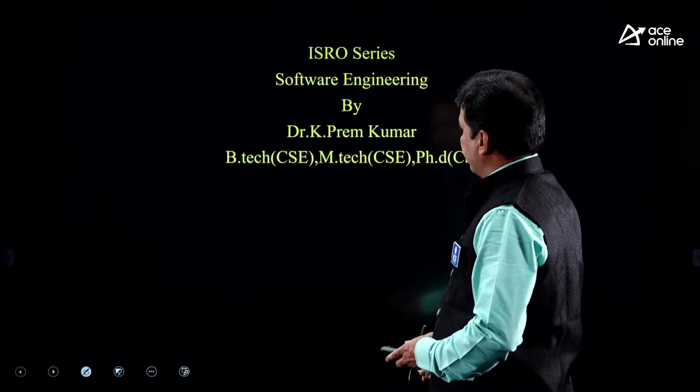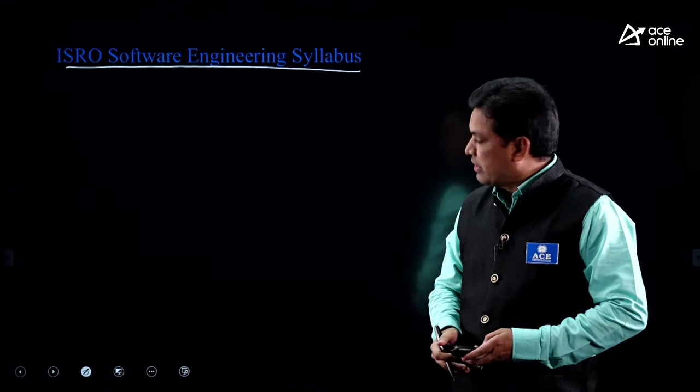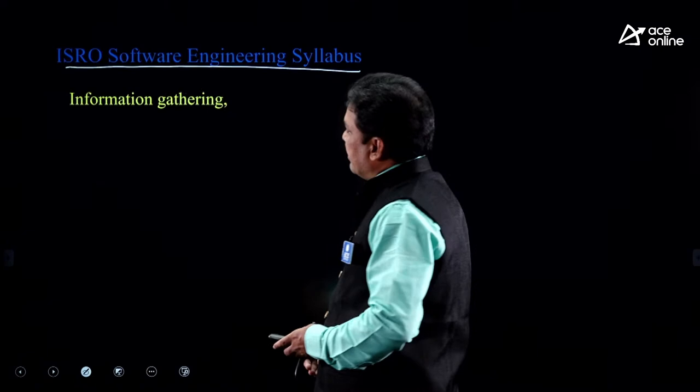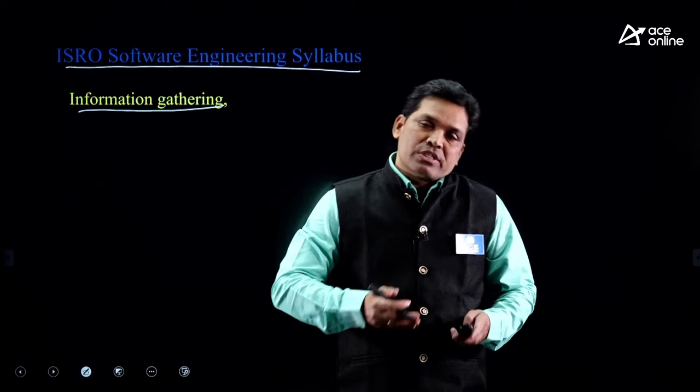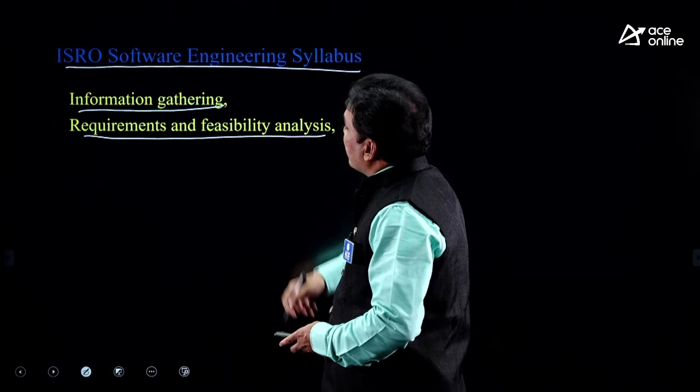ISRO software engineering syllabus: mostly the GATE syllabus was considered as the ISRO software engineering syllabus. So what does the ISRO software engineering syllabus consist of? Just see here, information gathering. So various sources, the information which is required for development of a software system. Next is requirements and analysis, feasibility analysis, feasibility study.